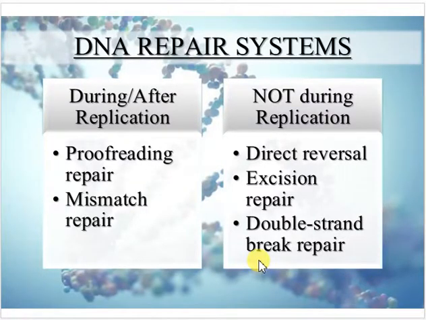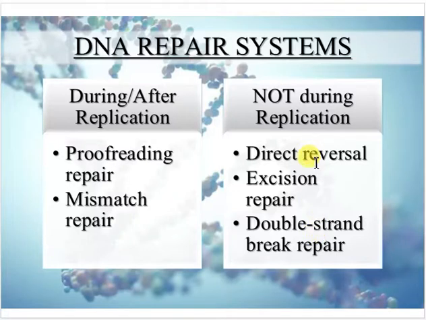So there are 5 principal repair systems that I'm going to be talking about. DNA replication repairs, these are these guys over here. They are those that occur immediately during or after DNA replication. So these are proofreading repair and mismatch repair.